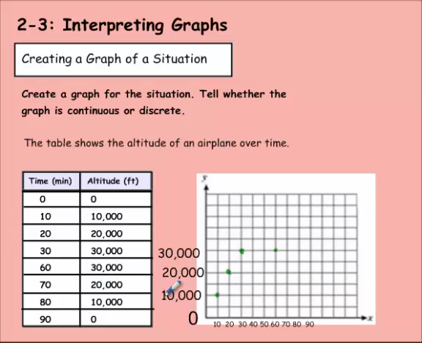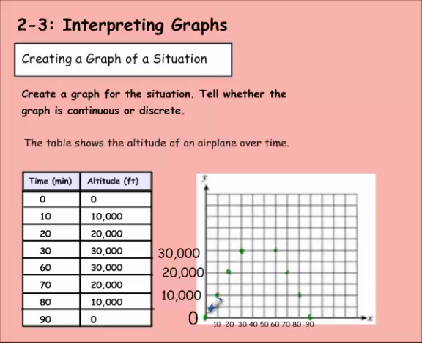And then 70 would be 20,000. Here we're coming down. 80 would be 10,000, and then 90 we're back at 0. So maybe we'll mark that with a 0 here, and then 0 here as well. So this would be labeling our graph here. We're creating this graph. The question here is also, is it continuous or is it discrete?